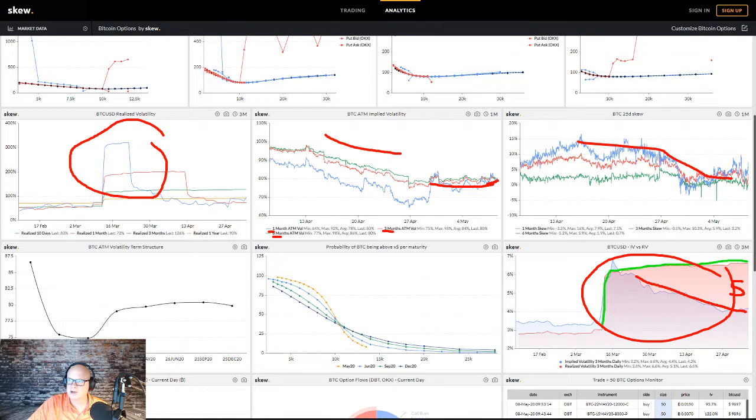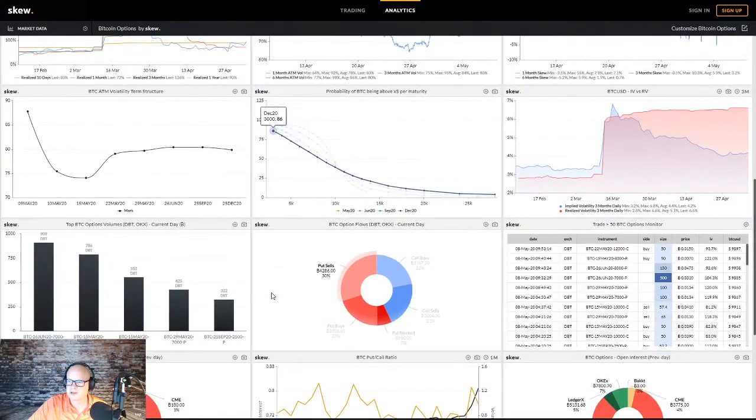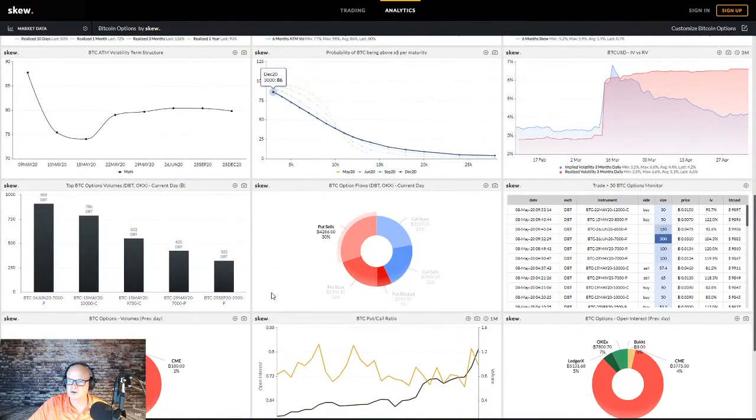Okay, the volatility term structure. So we're going down to the next row here. Hold on a second. Been talking all day.